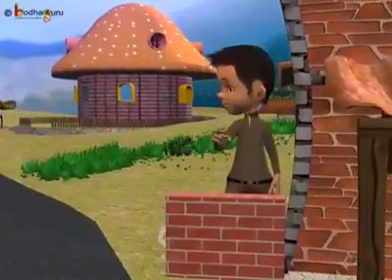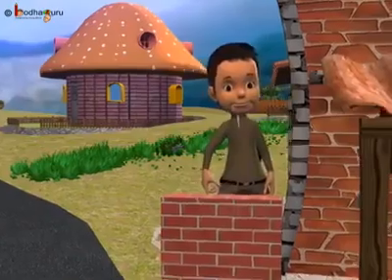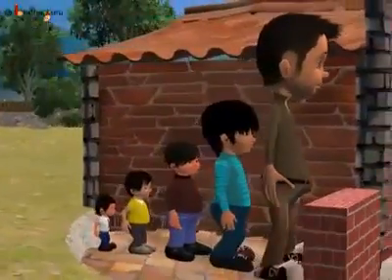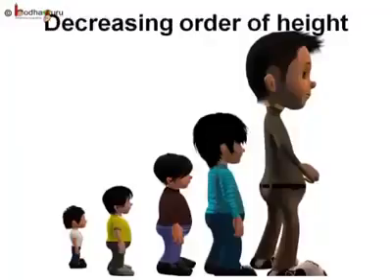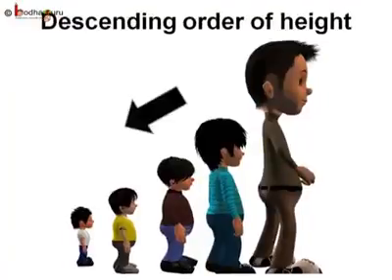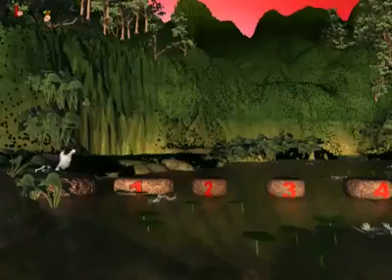Look, where did the children hide? Well, the children with the shorter height stood behind the tallest boy, so they are not seen by the naughty boy. So the children stood in the order of decreasing height, tallest to the shortest. We can say they stood in the descending order of height. Right, children? Let us take another example.